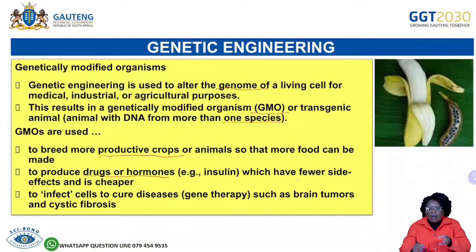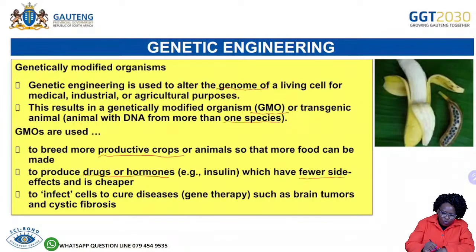If I want to give you a background, which I'm going to expand later as we look at the process itself of insulin making, you'll realize that it is easier now with this genetic engineering to get insulin, which was not the same way in the past, and this is giving us a better benefit. And GMOs are also used to infect cells to cure diseases, right? And we call this gene therapy, such as for brain tumors and cystic fibrosis.